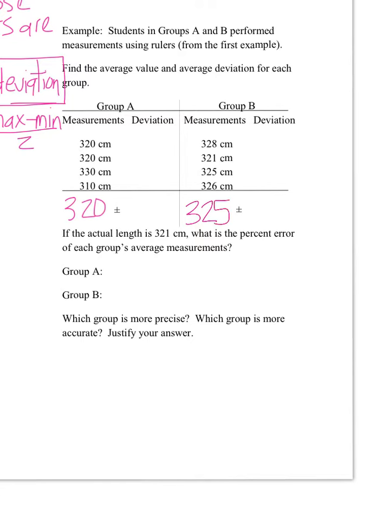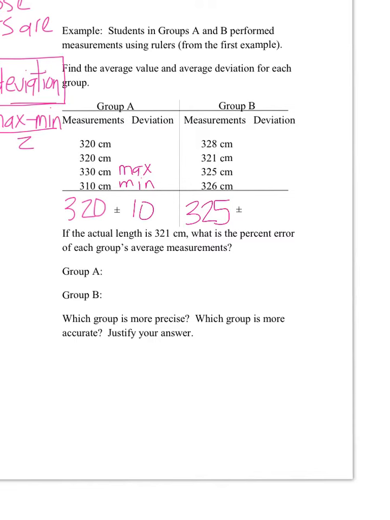Okay. So then we talk about the deviation. We're going to take the maximum value for Group A, right here, 330. That's the biggest value. 310 is their smallest value, so there's their minimum value. So we take the maximum minus the minimum, and then we have to divide it by 2. So 330 minus 310 is 20, divided by 2 is 10, okay? So that's 320 plus 10 would be 330. 320 minus 10 would be 310.